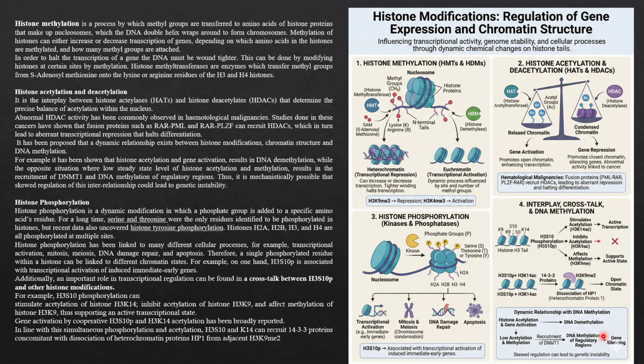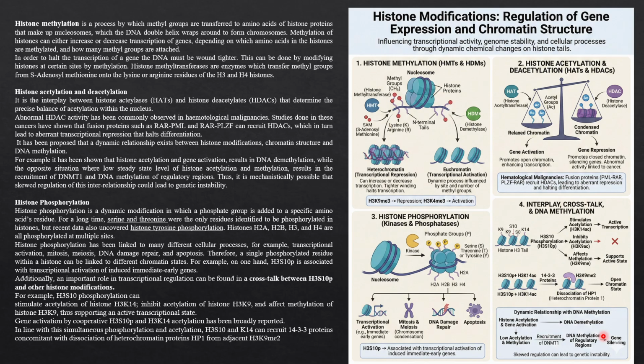Different types of histone modifications and their functional consequences on the chromatin structure and gene expression are demonstrated here. Histone methylation can either activate or repress transcription depending on the specific residues modified, such as H3K4me3 for activation or H3K9me3 for repression. Histone acetylation mediated by the HATs relaxes the chromatin and promotes gene expression, whereas deacetylation by HDACs condenses the chromatin and represses transcription.